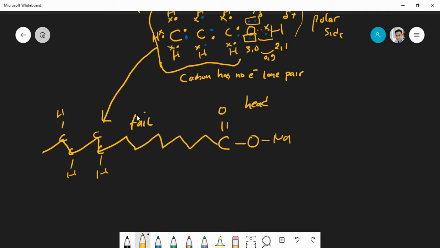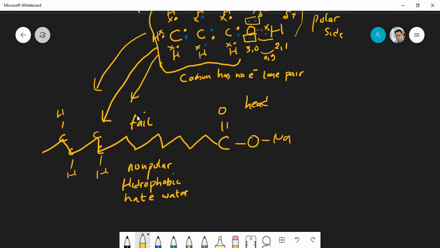The tail will be non-polar. We call it hydrophobic. Why? Hydrophobic means hate water. Why hate water? Because water is polar and this one is non-polar, so they do not agree with each other. They will just separate, like when you put oil in water. So that's hydrophobic, and the tail will be hydrophobic. As you imagine, it's just a longer version of the tail in propanol.